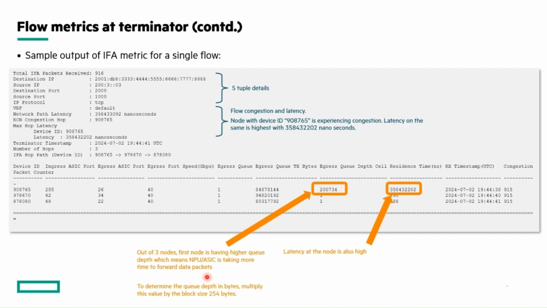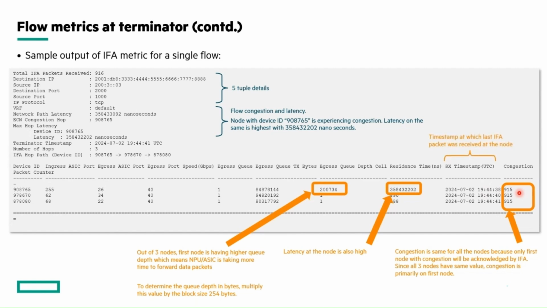Next, we have the latency, which is also high for the same node, and the congestion is the same for all the nodes, because only the first node with the congestion will be acknowledged. Because the congestion is experienced by the first node, this value is carried on to the further nodes and not changed. So this is where you can notice the first node is experiencing the congestion. Further, in the middle we have the timestamp at which the IFA packet was received at that particular node. And this is about the last IFA packet.